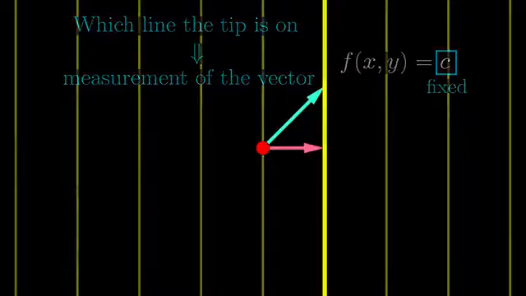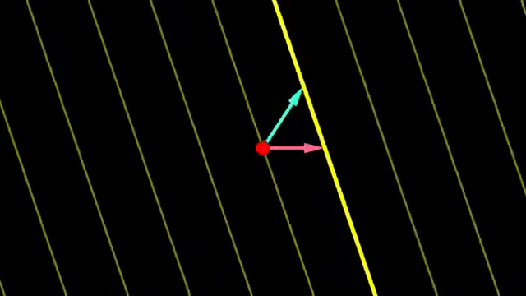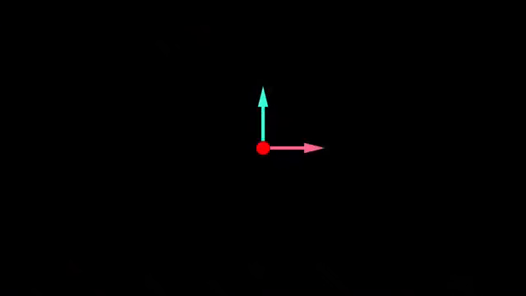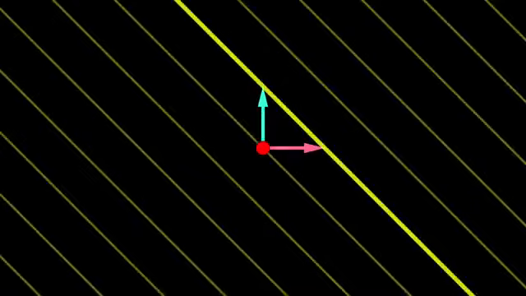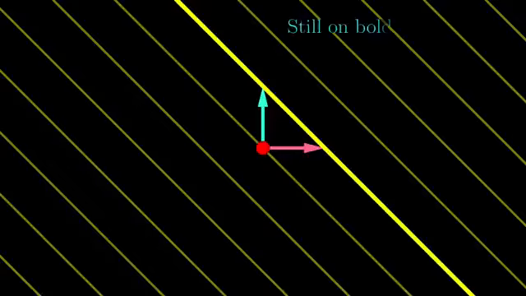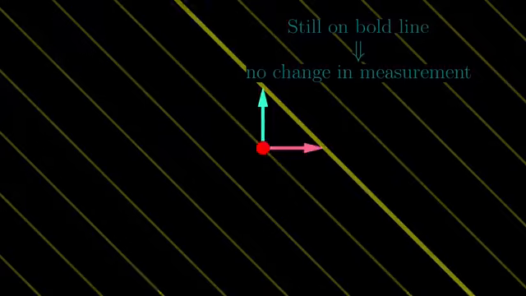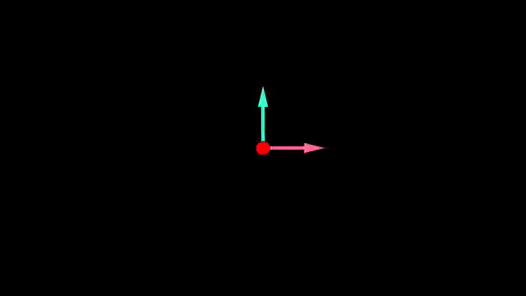This is why the transpose does this. First off, the basis vectors have gone back to their original place, and the tips of both vectors still lie on the bold line, which means that you get the same measurements as before. This is exactly what a transpose should do. Anyway, let's see what the transpose does to the 0, 1 covector instead.